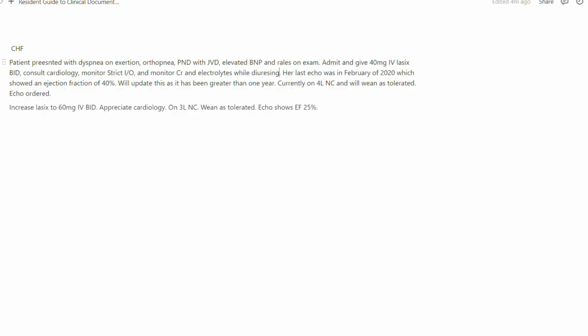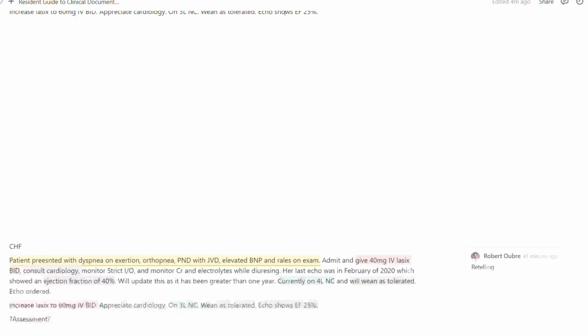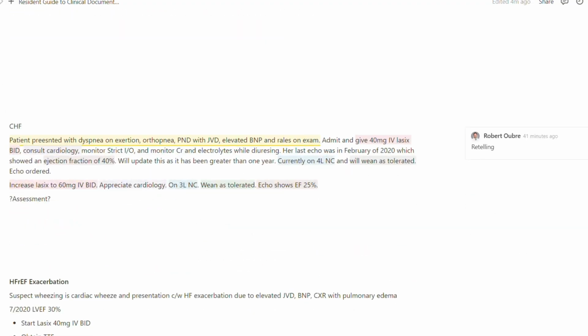We'll update this as it's been greater than 1 year. Currently on 4 liters nasal cannula, and will wean as tolerated, echo ordered. So this is a progress note, so this would be the next day, and so we have increased Lasix to 60 milligrams IV BID, appreciate cardiology, on 3 liters nasal cannula, wean as tolerated, echo shows EF of 25%. So let's pick this apart here.